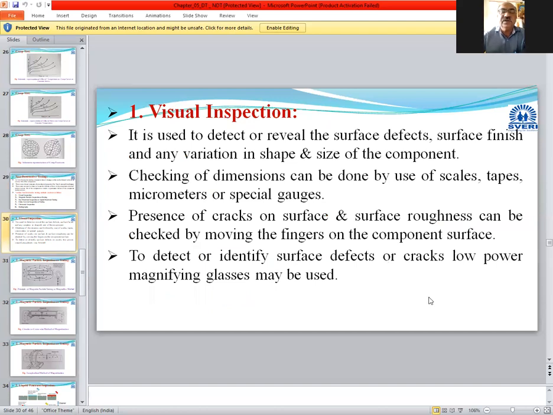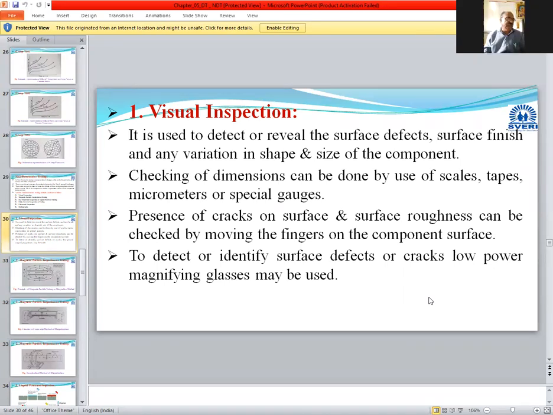Next, visual inspections. It is used to detect or reveal the surface defect. Surface defect purpose we can use this. Surface finish or any variation in shape or size of the component. Checking the dimension can be done by using the scale, tapes, micrometers. Presence of crack on the surface, surface roughness can be checked by moving the fingers on the component. To detect or identify the surface defect or crack, a low power magnification glass may be used.